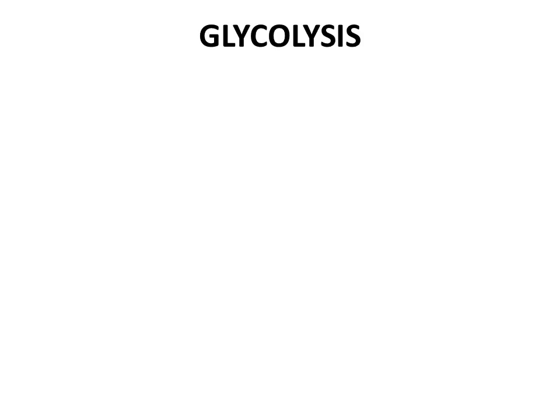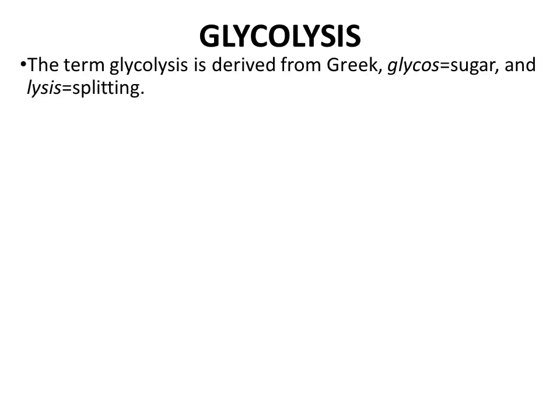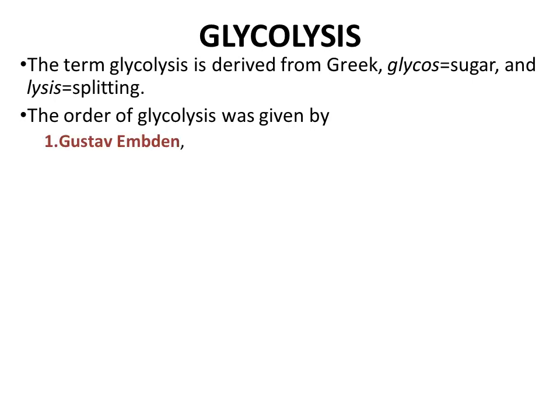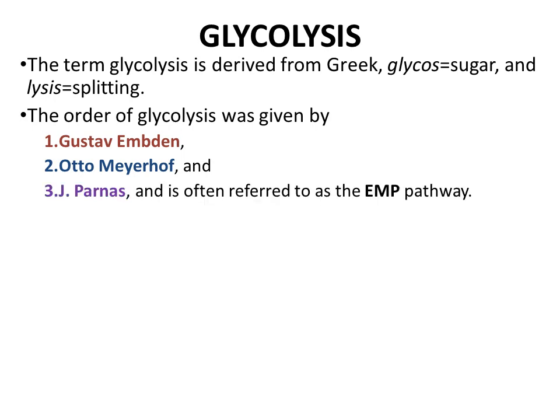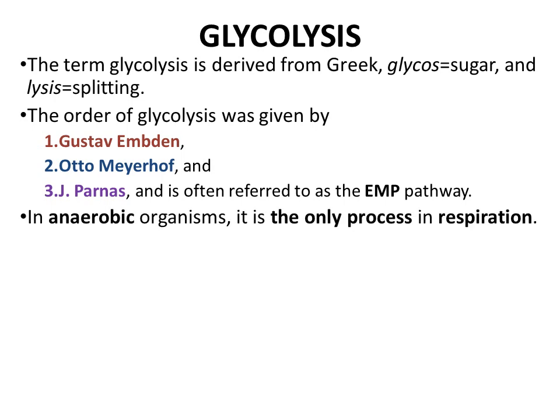The term glycolysis is derived from Greek words glykos meaning sugar and lysis meaning splitting, that is, splitting of sugar, mainly glucose. The order of events under glycolysis was given by three scientists, Gustav Embden, Otto Meyerhof and J. Parnas, and therefore it is often referred to as the EMP pathway also. In anaerobic organisms, glycolysis is the only process in respiration.